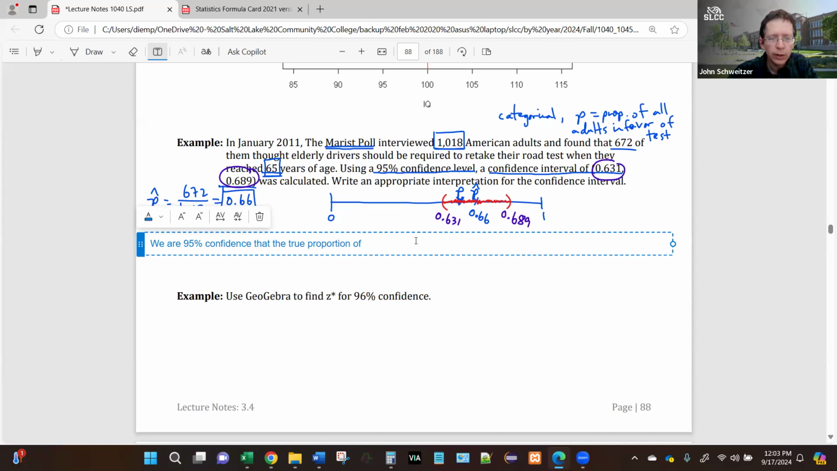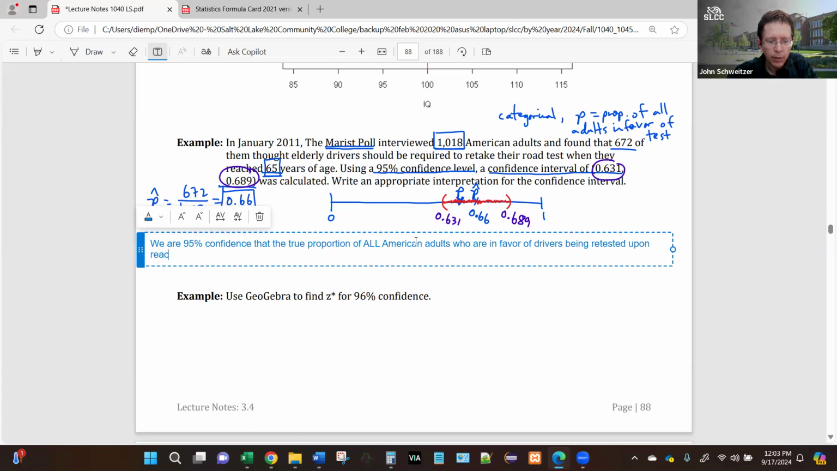What we're doing here is inference, and we're talking about the whole population. So we're talking about the true proportion of all, and you can emphasize it there if you want, all American adults who are in favor of drivers being retested upon reaching 65 years old.